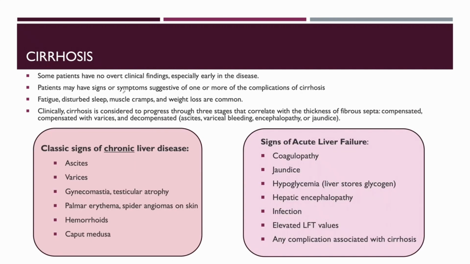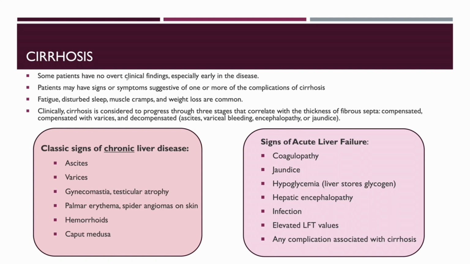So in cirrhosis itself, some patients actually don't really have any overt clinical findings, especially early in disease when the liver is able to compensate, right? You still have good cells, you still have regeneration of the liver, and so patients generally don't have a whole lot of symptoms early on. Some of the vague symptoms that patients get early on are fatigue, some disturbed sleep, muscle cramps, and a little bit of weight loss.